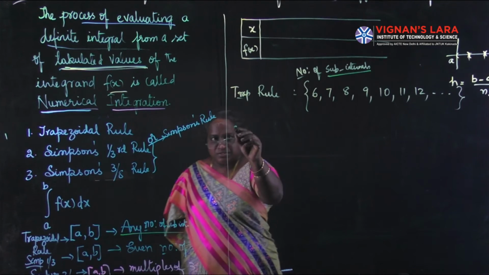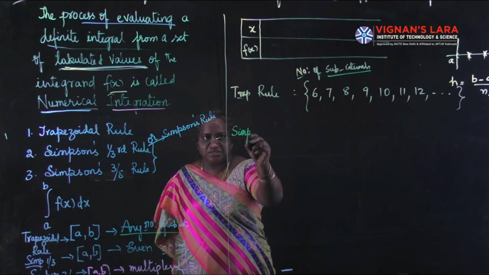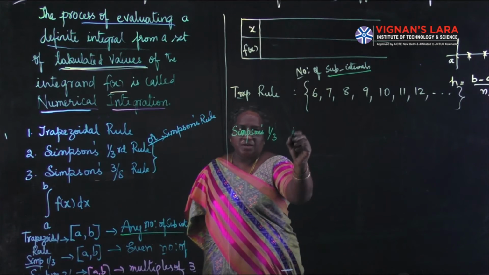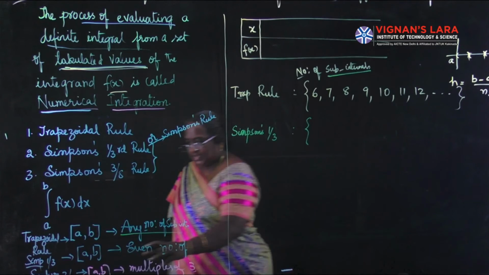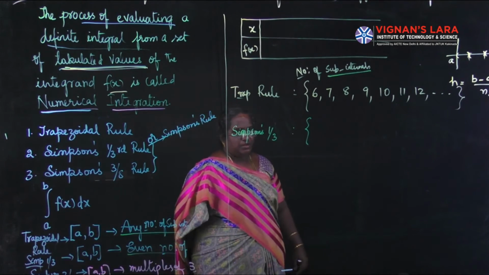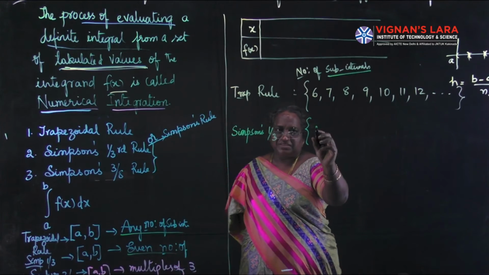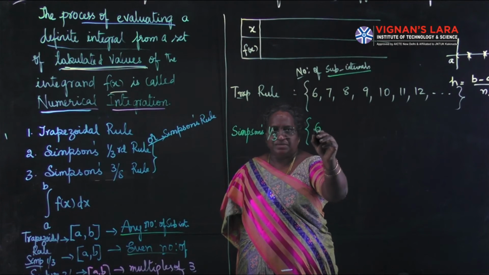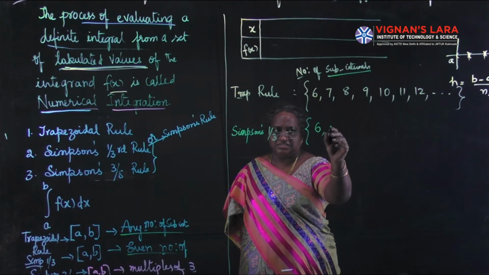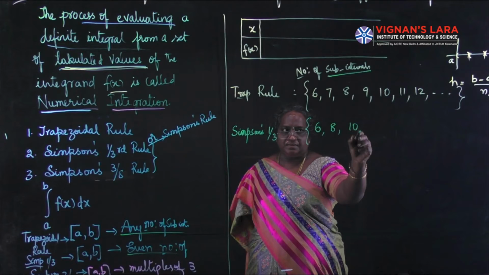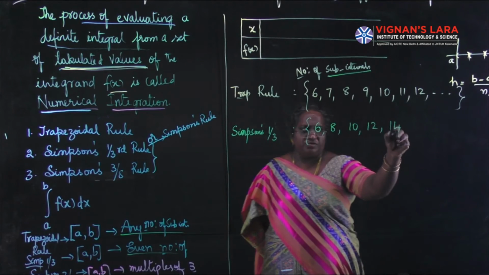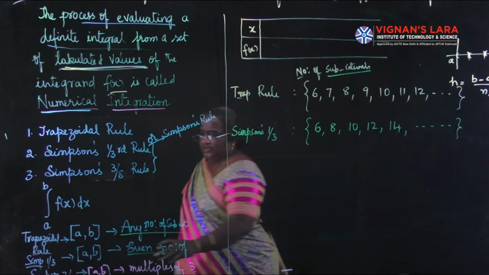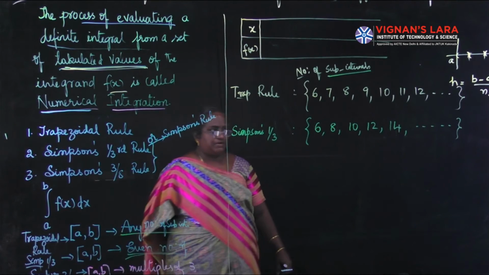For Simpson's 1/3 rule, what does it say about the number of subintervals? An even number of subintervals. In general we don't start with 2 or 4. Let us start with 6, even numbers starting with 6: 8, 10, 12, 14, etc. Because it is applicable for an even number of subintervals.